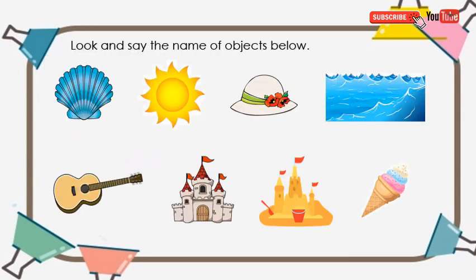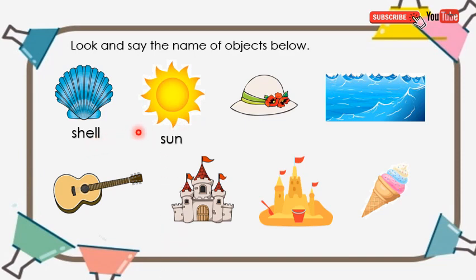So we already learned about this topic in the previous lesson. I just want to recall a few things with you. Look at the picture. I want you to say the name of these objects. The first one is shell. Shell is apa dia? Shell ialah cengkerang. So you can find shell on the beach.